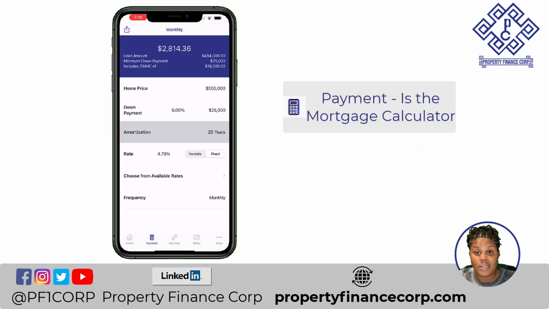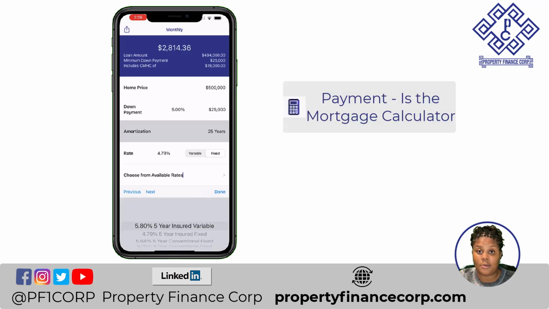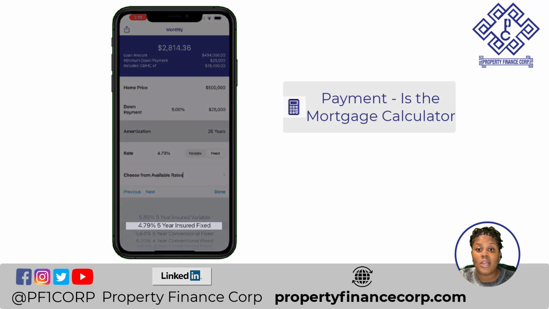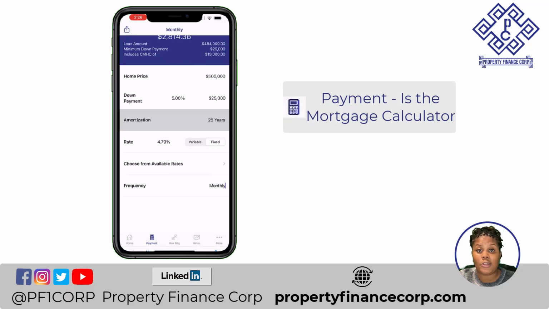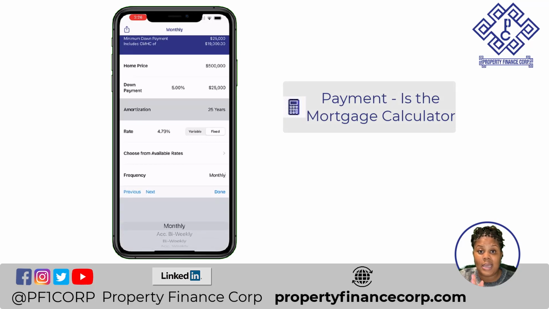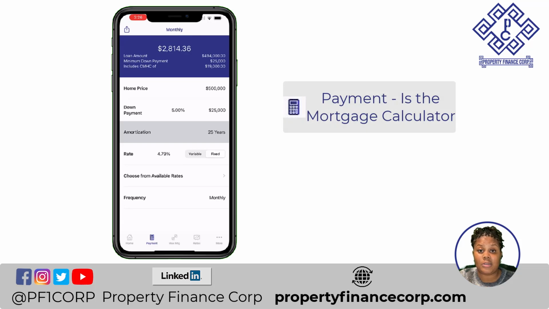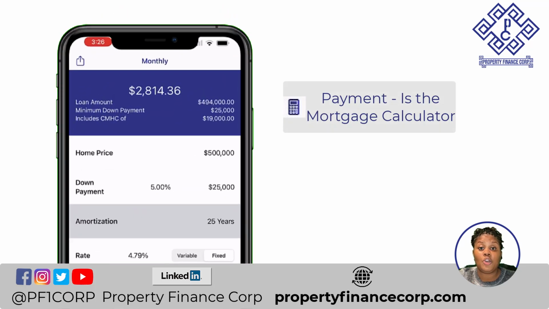Choose from available rates for the current rate options available. For this example, we are using a rate of 4.79% and select the frequency you would like, whether it's monthly, bi-weekly, accelerated, etc. Try this on your calculator and you should be at a monthly payment of $2,814.36.